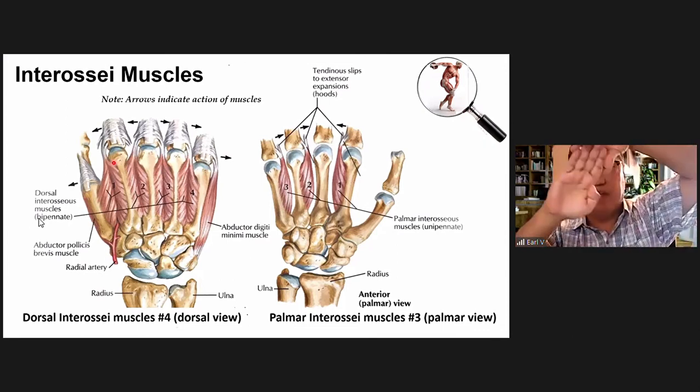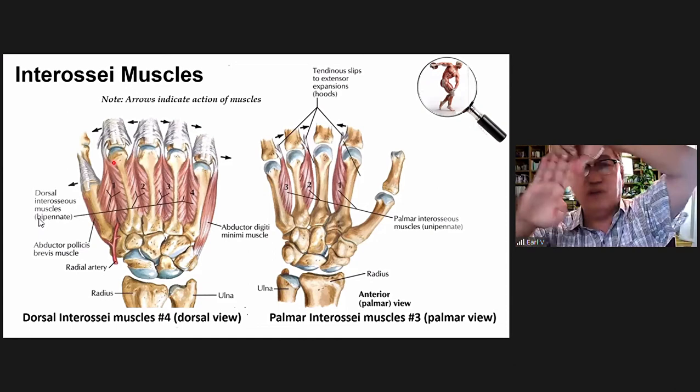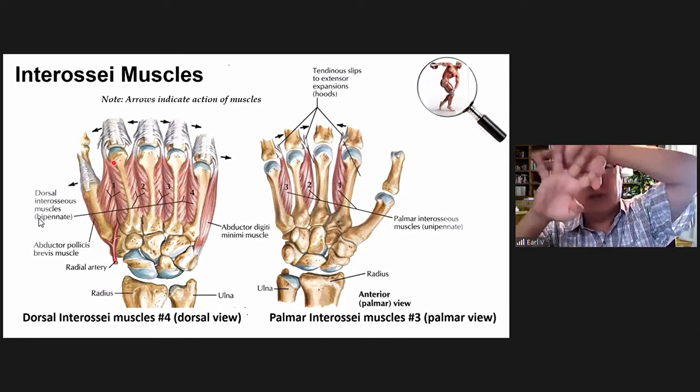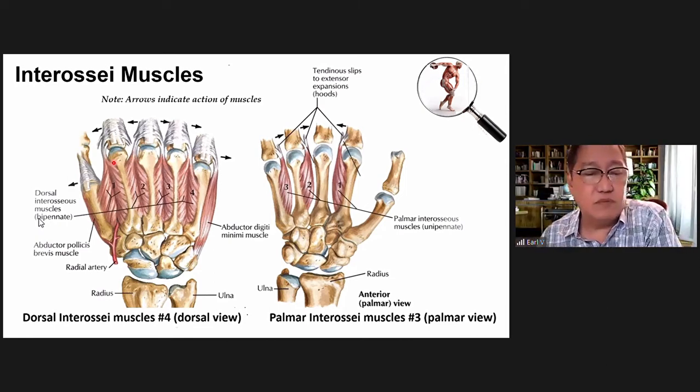To know that your abduction is very effective, look, you can resist. So that's abduction, brought about by the action of the dorsal interosseous muscles. Another mnemonic is DAB. Dorsal is abduction, DAB. But for the palmar interosseous muscle, it's PAD. Dorsal is abduction. Palmar is adduction.